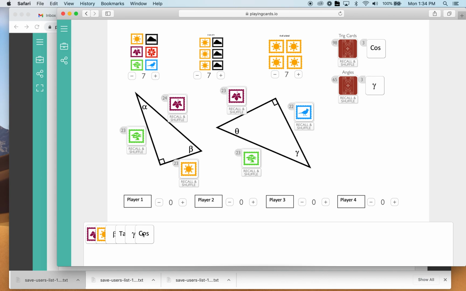And they're still thinking. The reason I'm doing it this way is because I don't want to strategize every single move I make on every single turn here for my imaginary players. So cosine, adjacent over hypotenuse. So we get the bird over the tree. That's a nice combo, huh? New cards. We got alpha and sine. Okay.